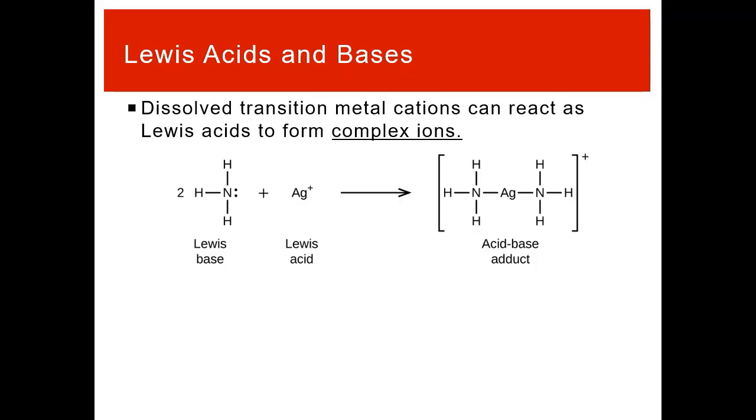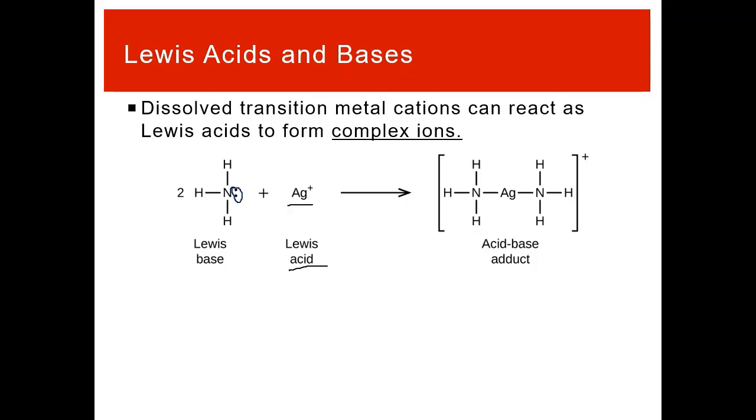Transition metals are really common Lewis acids. Transition metals can form what are called complex ions. We've touched base about these a little bit in lab, but basically, a cation is a really good acceptor of electrons, not very good donor. So that's why cations, especially transition metal cations, are always Lewis acids. They're very good Lewis acids because they're very positive.